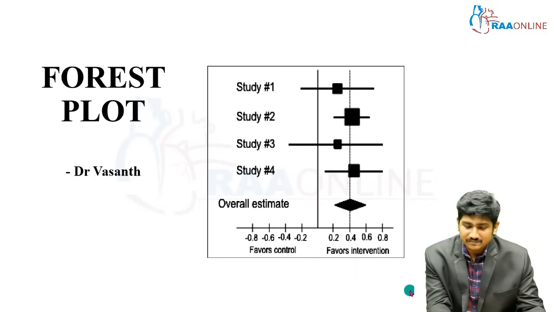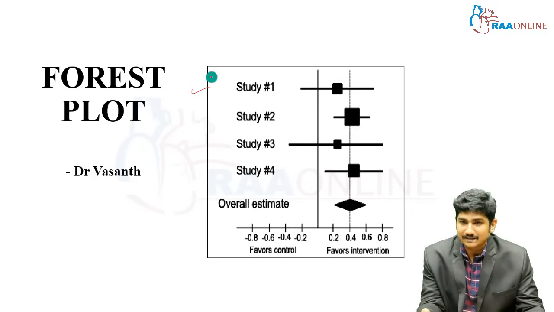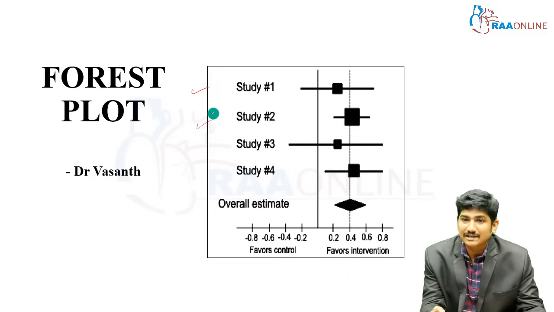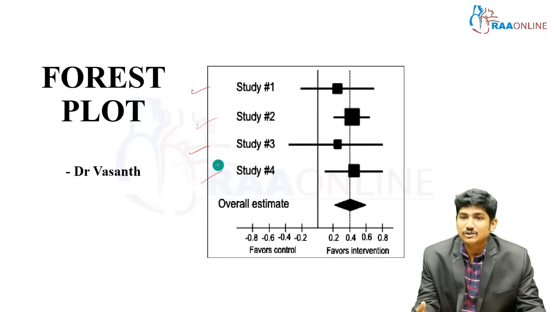For example, say one study says that your intervention is favorable. The second study also says the intervention is favorable. The third study says the intervention is favorable but not statistically significant. The fourth study can say that it can be harmful or significant, right? So how do we represent everything in a single shot? This is called a forest plot, okay? When we come across a meta-analysis of multiple studies, you will see a figure similar to what you see here in the picture, right? So you need to understand how to interpret this particular figure.